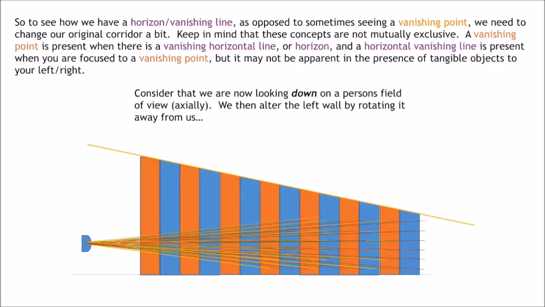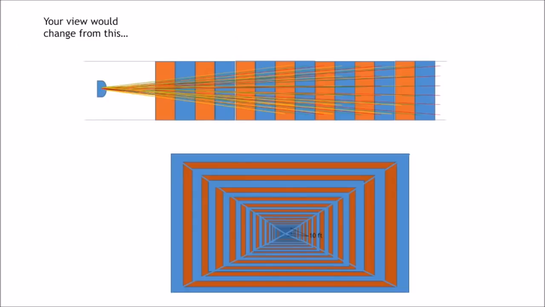So consider that we are now looking down on a person's field of view axially. We then alter the left wall by rotating it out and away from us. Your view essentially would change from this, which is our side-on view, and our one-point perspective view. So again, how we see that top figure is interpreted on the bottom.